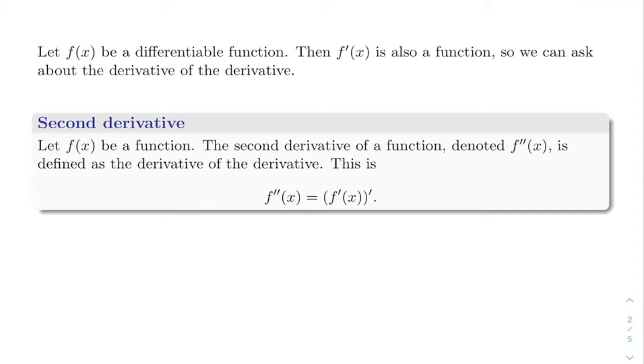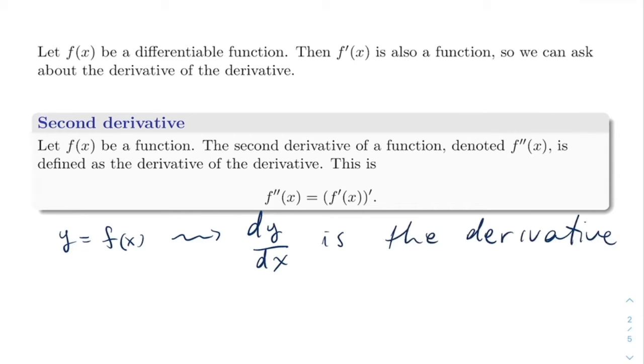If we're using the notation y equals f of x, then we can say that the derivative is dy divided by dx. And so the second derivative will be written as d squared y over dx squared.